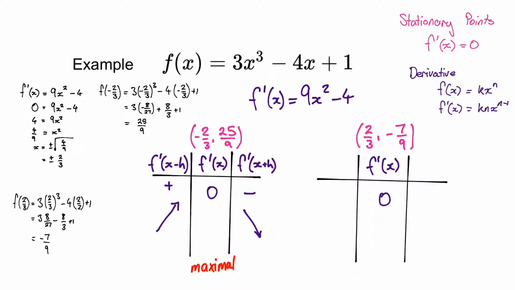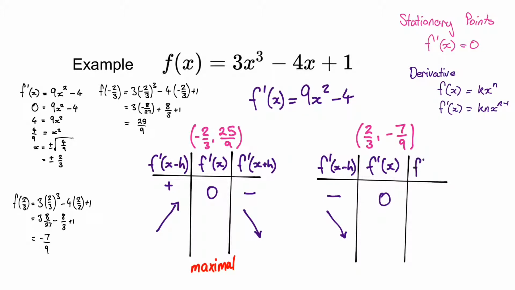Now let's do the same thing for our other stationary point. First, we're looking at a point that's slightly lower than 2/3. An easy one is going to be 0 again, mainly because 0 is less than 2/3. So if we put 0 into our derivative, we get 0 squared times 9 is going to be 0, so it's going to be negative. So it's negative, it's going down.